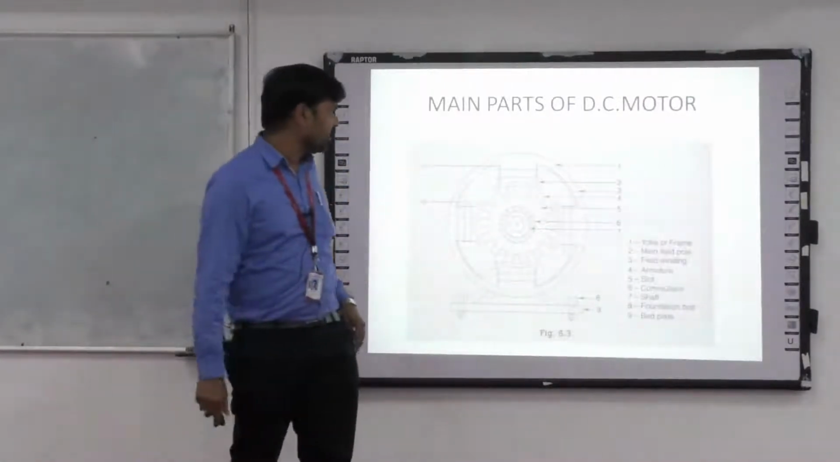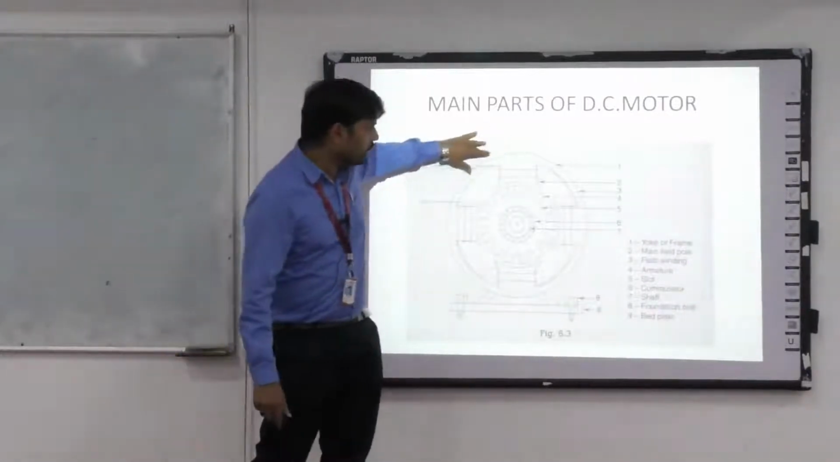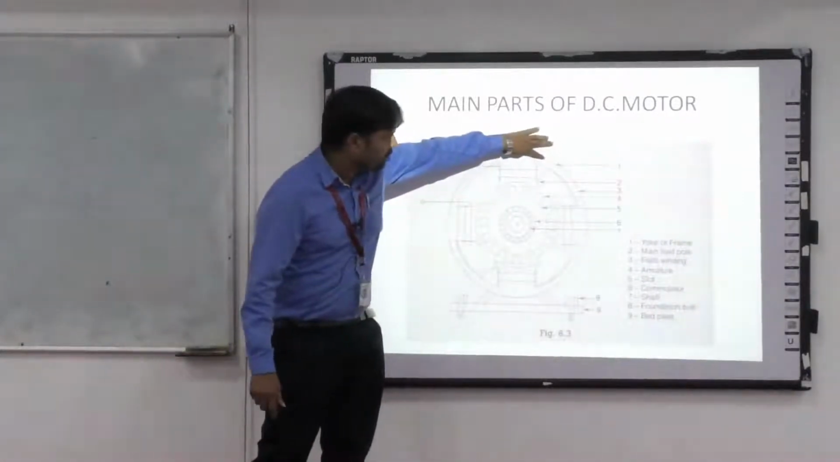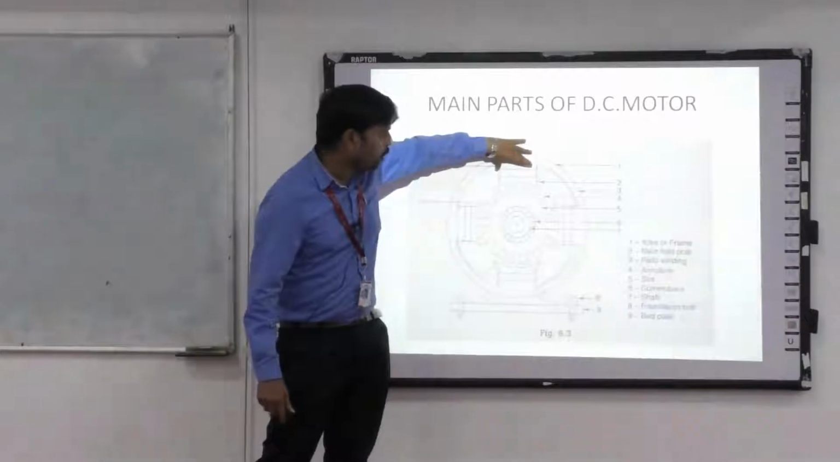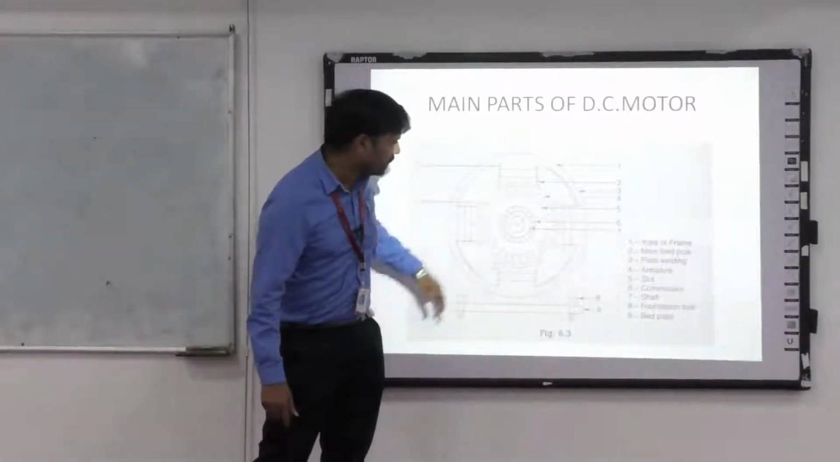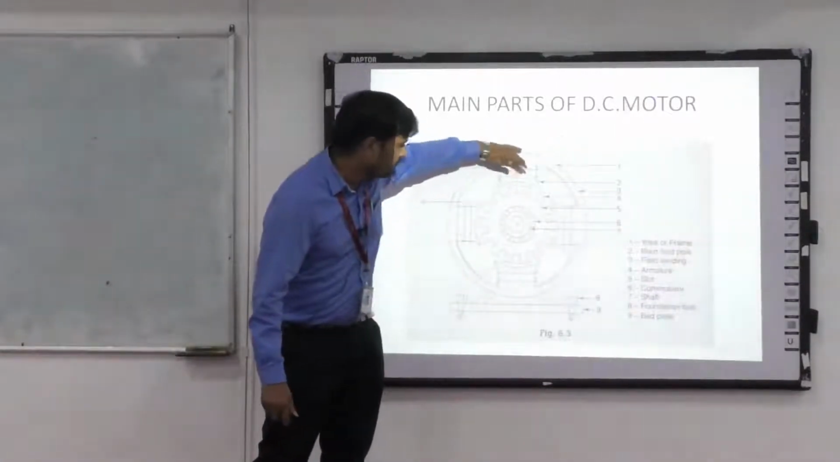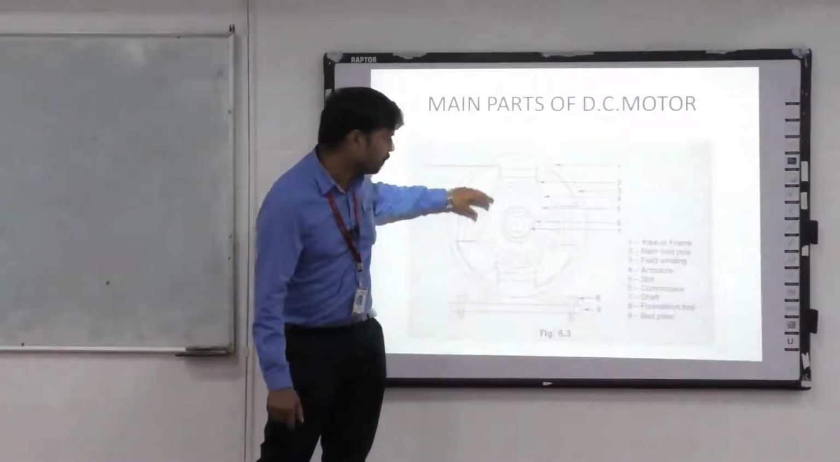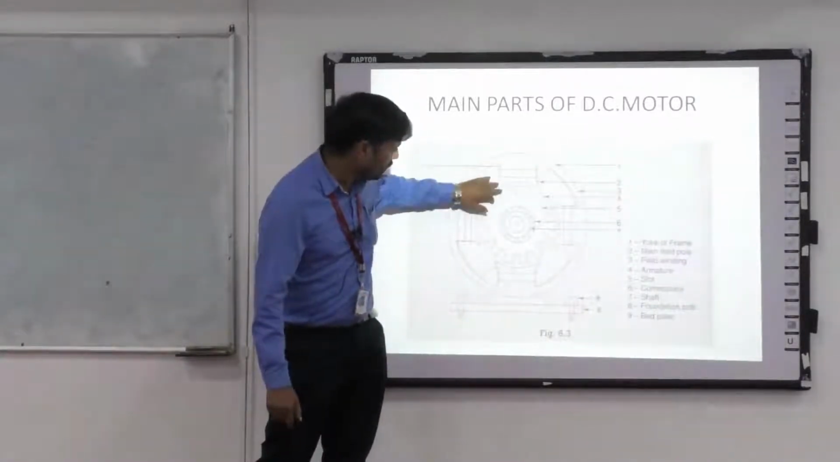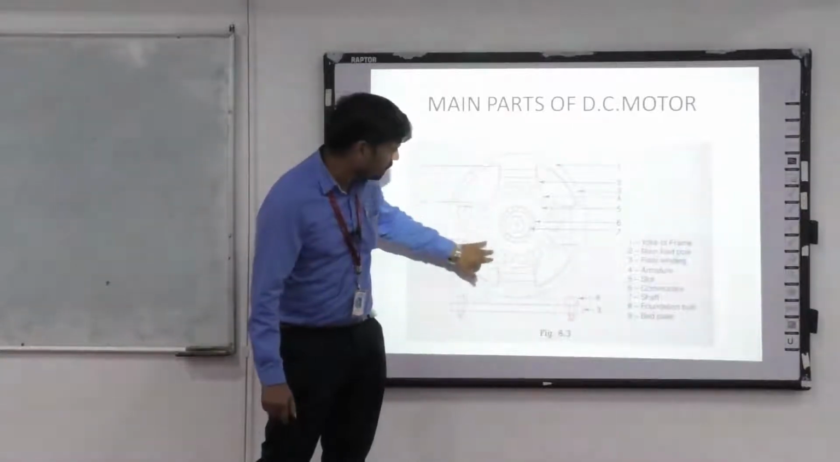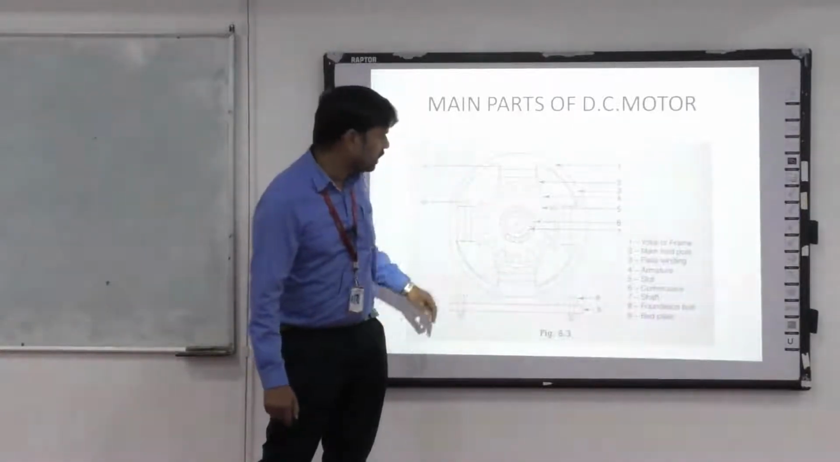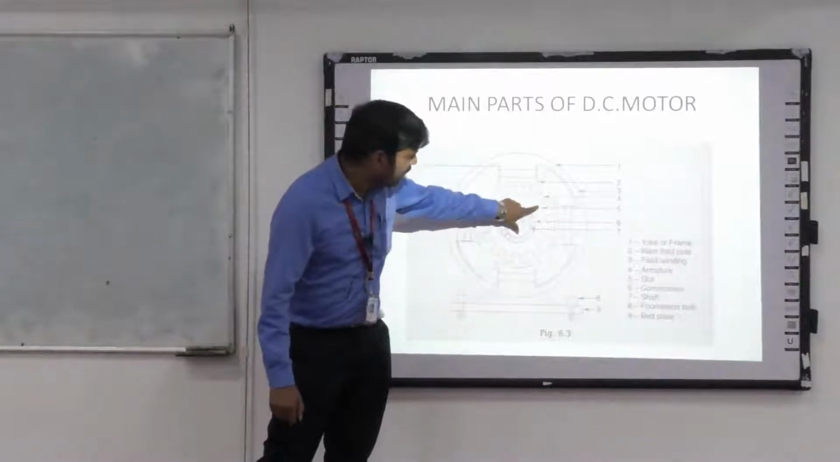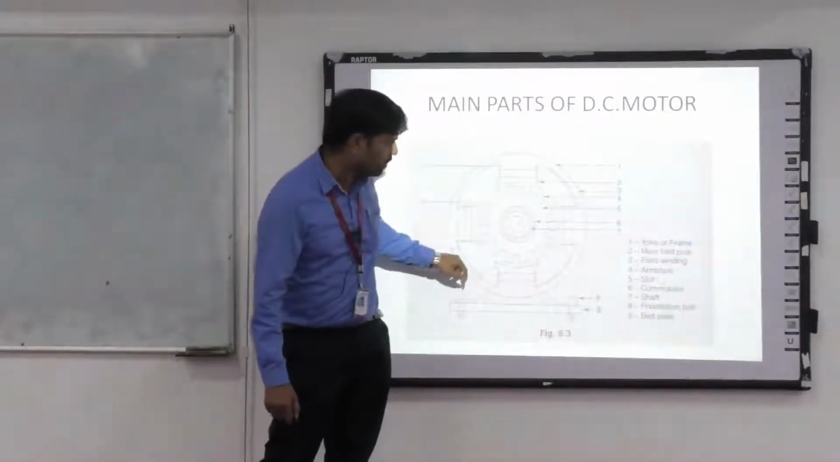See the main parts here. First, this is the yoke or frame, and this one is the main field pole. Here you see what is called the field winding, the field wound out of the coil. The next one is the armature. In between there are slots. Here, in between these two, it has a slot. In the slot we place some conductors also.